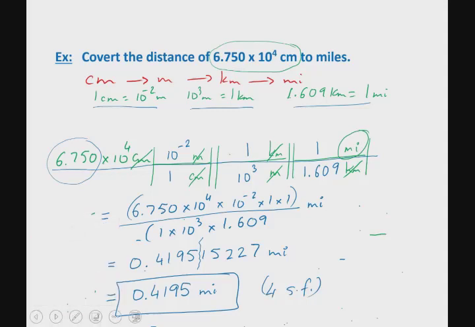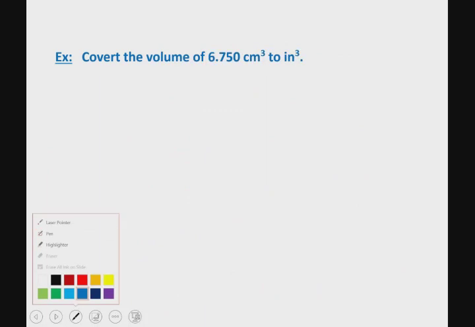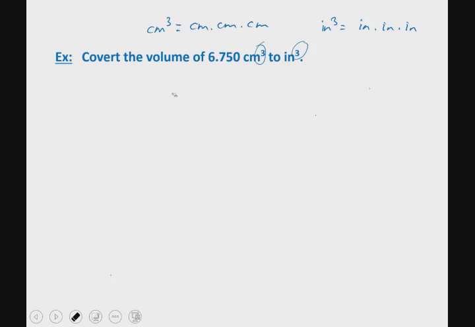Okay, let's try out the next one. This time we are being asked to convert centimeter cubed to inch cubed. Now you have to be very careful when you're dealing with units that have a power, such as centimeter cubed and inch cubed and so on and so forth. What does that mean? What does centimeter cubed mean? It means it is centimeter times centimeter times centimeter. Similarly, inch cubed means it is inch times inch times inch. So we do have to keep that in mind. It is very important to not lose track of that.